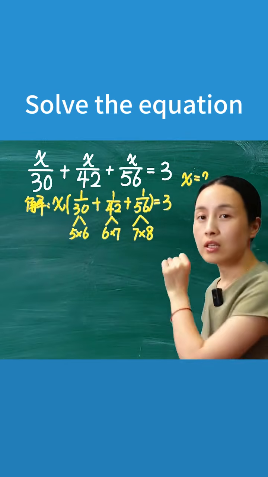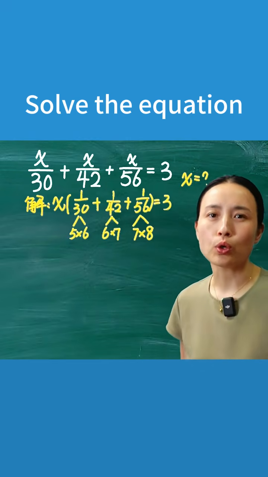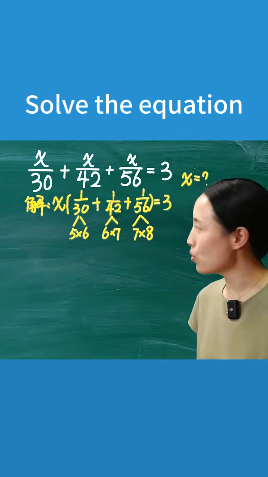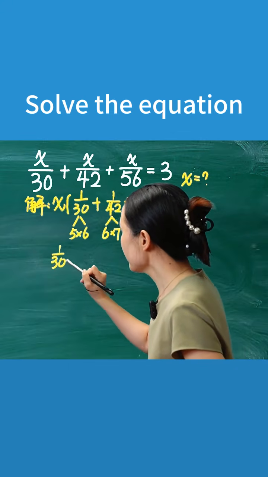If you use this method of breaking them down, you will find that there is a 6 here, and there is also a 6 here. There is a 7 here, and there is also a 7 here. Both the preceding and following terms share the same number, so hasn't the bridge been found? What should we do? Look over here.